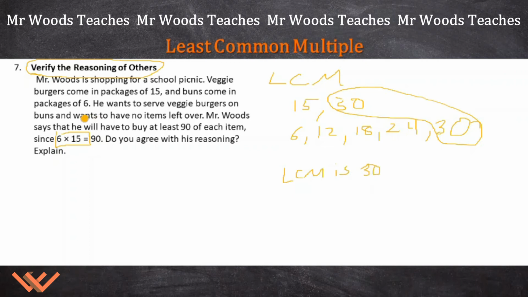So I can explain it, and I would explain it something like this. To find the least amount Mr. Woods would have to buy for each item, we would have to go through and go, wait a minute, we need to find out what this is here. So we're going to have 30 and 30, so it's going to be 2 packages of burgers and 1, 2, 3, 4, 5 packages of buns. That's all he needs to buy if he wants to have nothing left over and not have to buy so many.